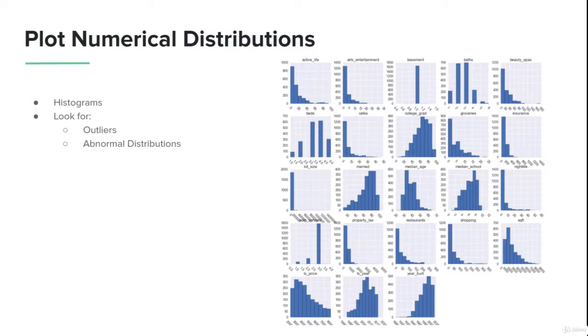But if you want to look for abnormal distributions, let's look at the basement feature. The basement feature only has one bar, and that is different and abnormal if you look at all the different distributions of the features. So this tells us that it only has one value and nothing else. So this means that this is going to be a problem for us. So you see, now you understand why plotting and visualizing numerical distributions is important: to find outliers and to look for abnormal distributions.